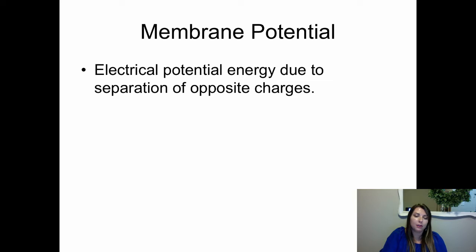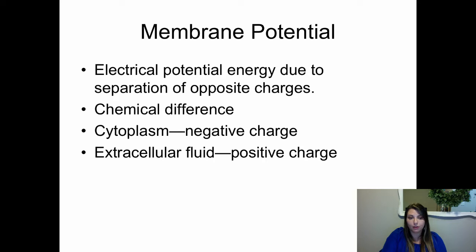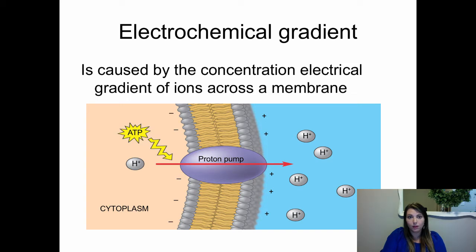So membrane potential, you have electrical potential energy due to a separation of opposite charges. So this is going to be considered a chemical difference. So we'll see this where the cytoplasm is going to have a slightly more negative charge compared to the extracellular fluid outside the cell, which is going to have more of a positive charge. So an electrochemical gradient is caused by the concentration and electrical gradient of ions across a membrane. We see here that we have a more positive charge in this extracellular fluid and a more negative charge in the cytoplasm of the cell.